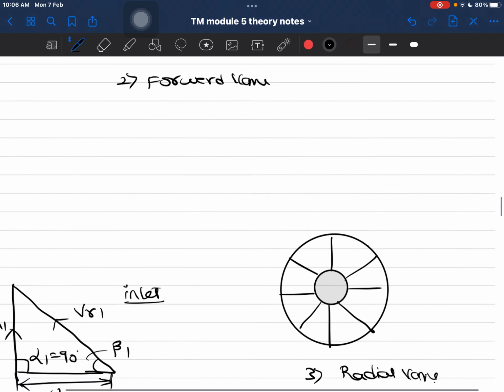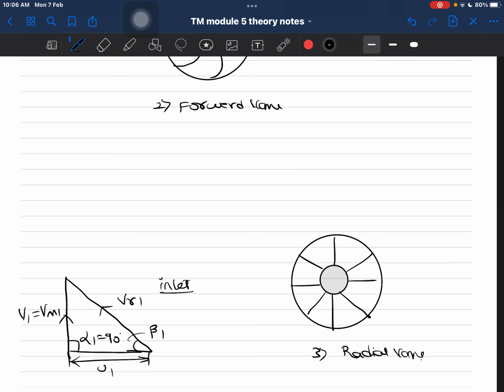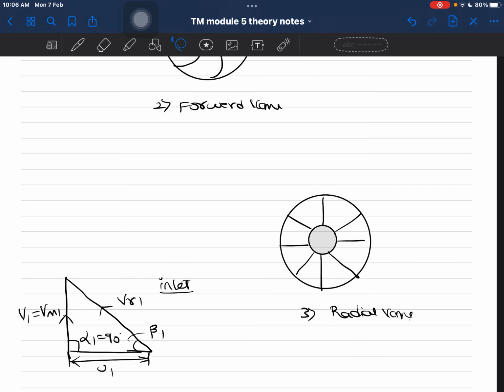I guess you can guess what the velocity triangle would be in case of a radial vane. Radial vane, as the name describes, the outlet would be radial. So whatever the outlet is coming from this end, it would reach here and form a velocity triangle like this. So this becomes your V2. Of course, this is Vr2, which is equal to Vm2 since it is radial.